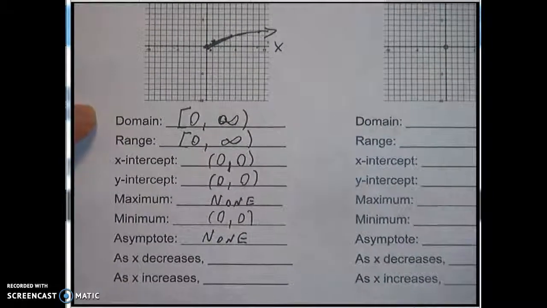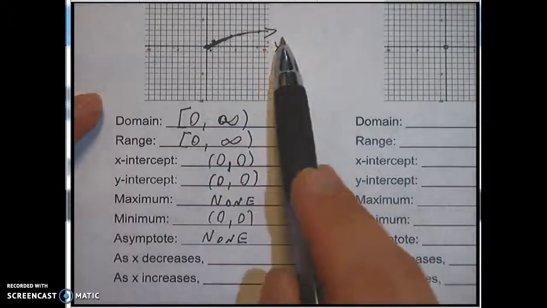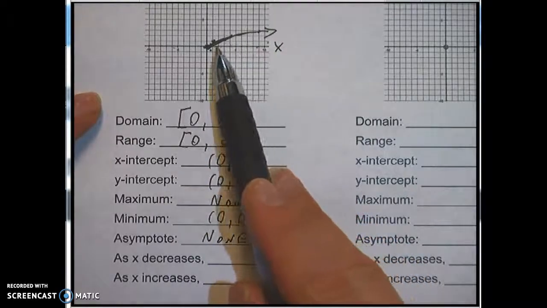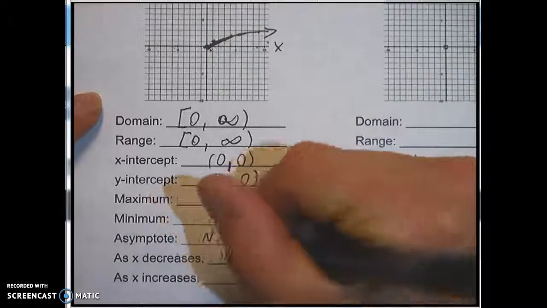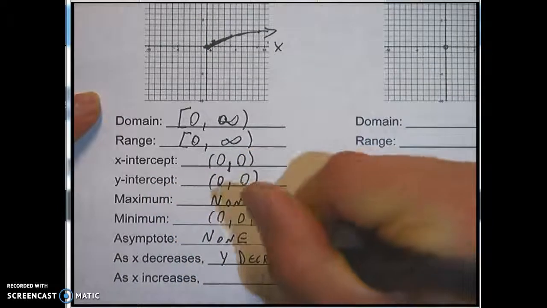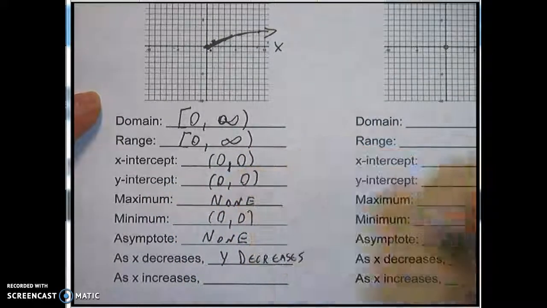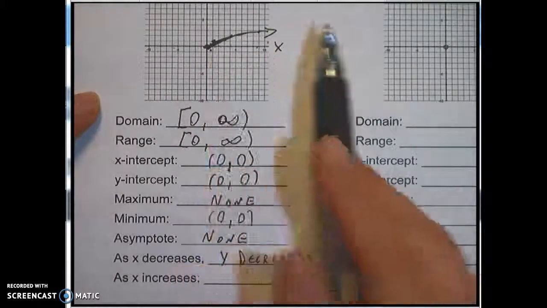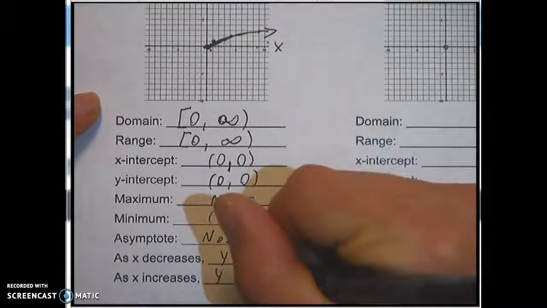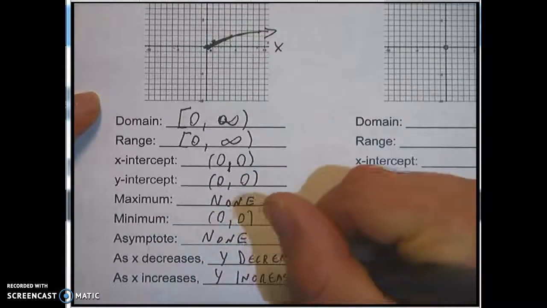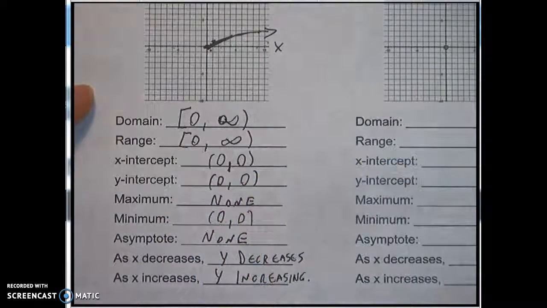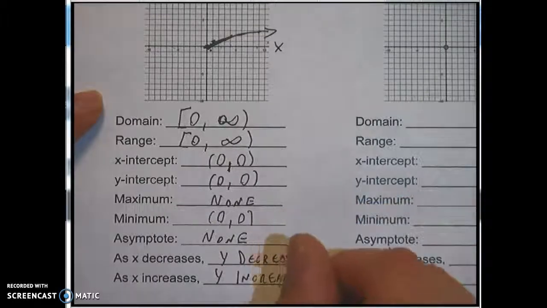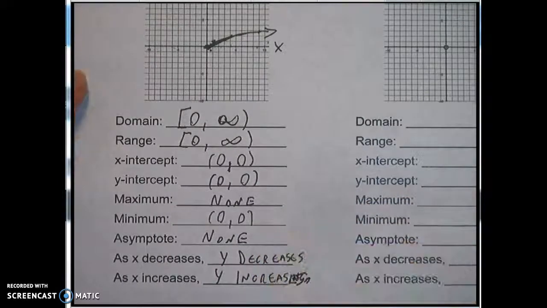Now, when you're analyzing this graph, as x decreases, meaning as you move to the left, what's the y doing? Well, the y decreases as well. And as the x increases, meaning we're moving to the right, what's the y doing? Well, that y is increasing. So that's all the characteristics, and it should say increases. Those are all the characteristics for the square root function.